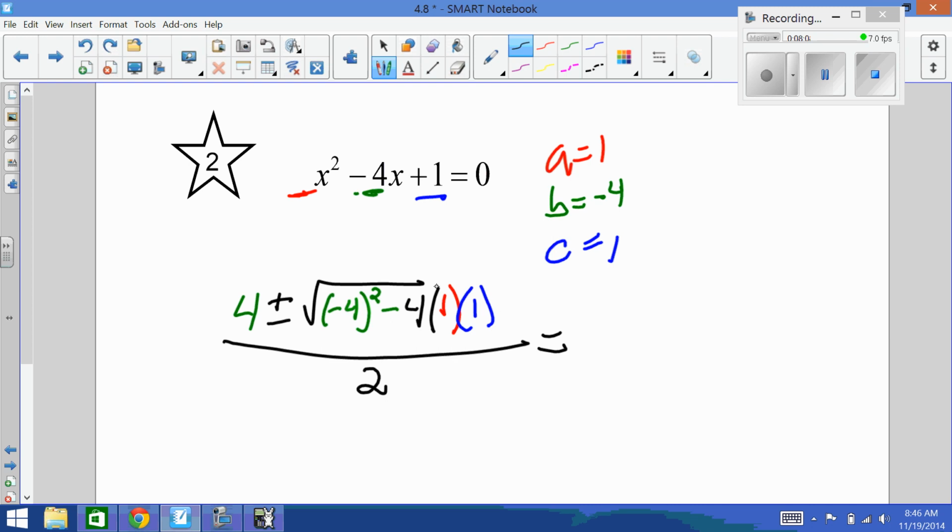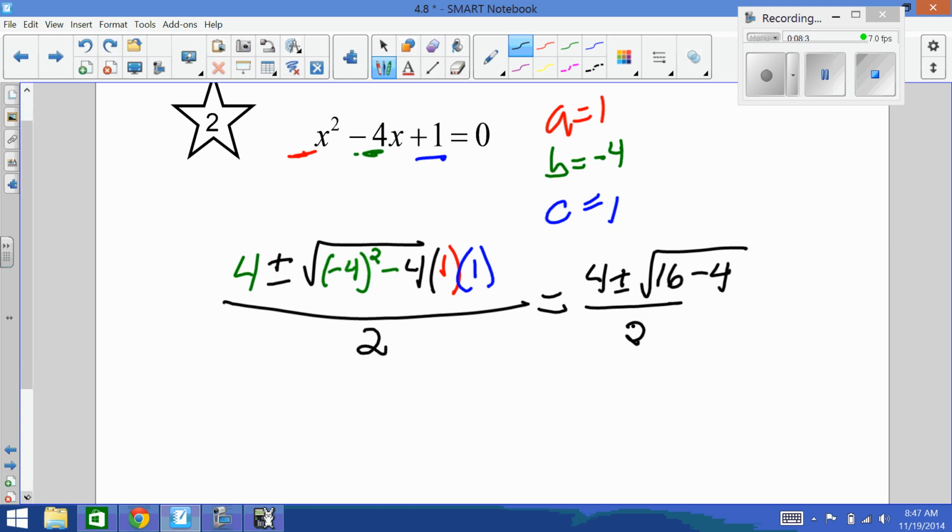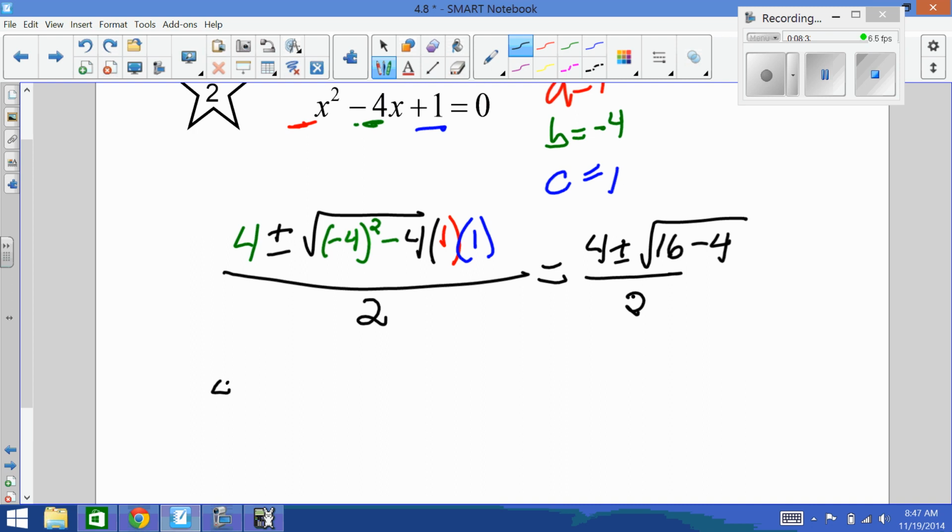So we simplify what's in the radical. So that will give me, so let's see here, the 4 stays out. Inside the radical, negative 4 squared is positive 16. Remember, this first term has to end up being positive. 16 minus 4, we can simplify that. We got 4 plus and minus 16 minus 4 is radical 12 over 2.